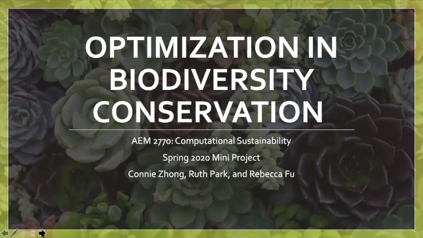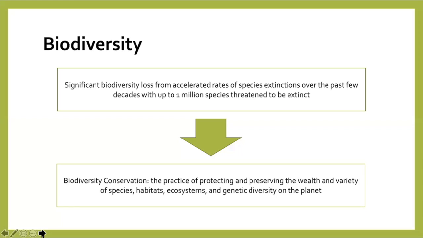For this mini project, we'll be focusing on the optimization in biodiversity conservation. Over the past few decades, there has been a significant loss in biodiversity due to accelerated rates of species extinction. This can impact the environmental, developmental, economic, and social components of sustainability. As a result, there has been a push for biodiversity conservation, the practice of protecting and preserving the wealth and variety of species, habitats, ecosystems, and genetic diversity on the planet.